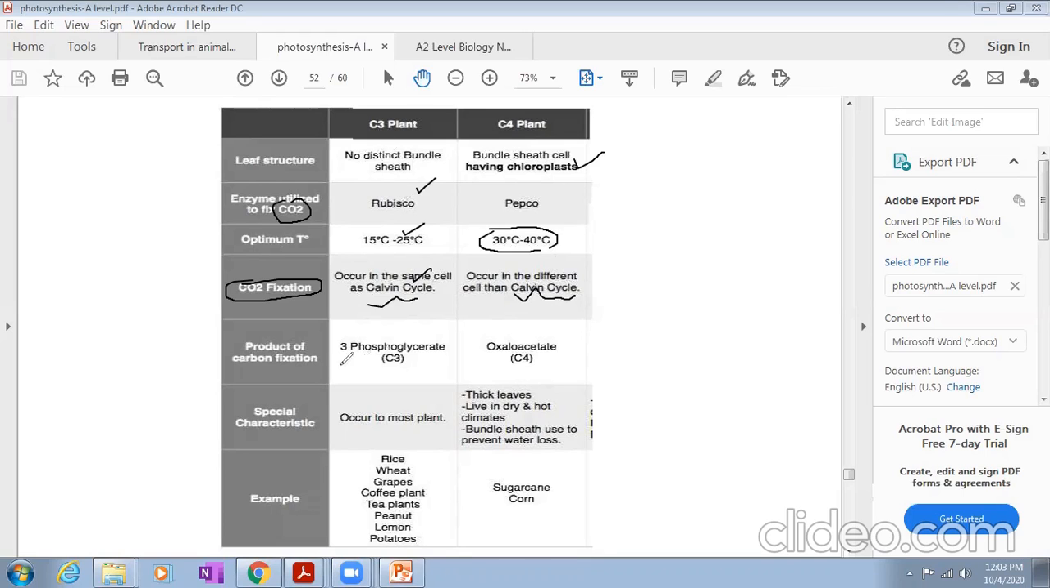In C3 plants, the first product of carbon dioxide fixation is phosphoglycerate. That is a 3 carbon molecule. While in C4, that is oxaloacetate. That is what? Oxaloacetate. This is a 4 carbon molecule, the first product after fixation of carbon dioxide. C3 occurs in most plants. But C4 plants have thick leaves and live in hot, dry and hard climates, and the bundle sheath is used to prevent water loss.